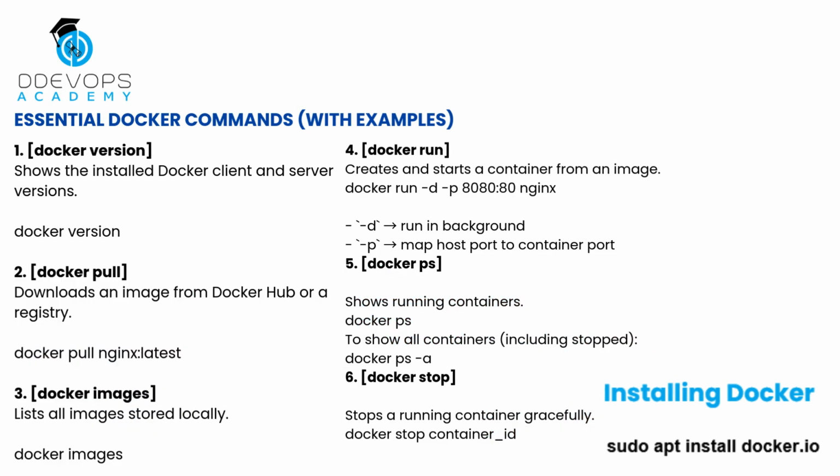Let's go over some essential Docker commands. First, docker version shows your installed Docker client and server. Use docker pull to download images like NGINX. docker images lists what's stored locally. To run a container, use docker run -d -p 8080:80 nginx. Check running containers with docker ps and stop them gracefully using docker stop. To install Docker, just run sudo apt install docker.io. These commands form the foundation of your Docker workflow.